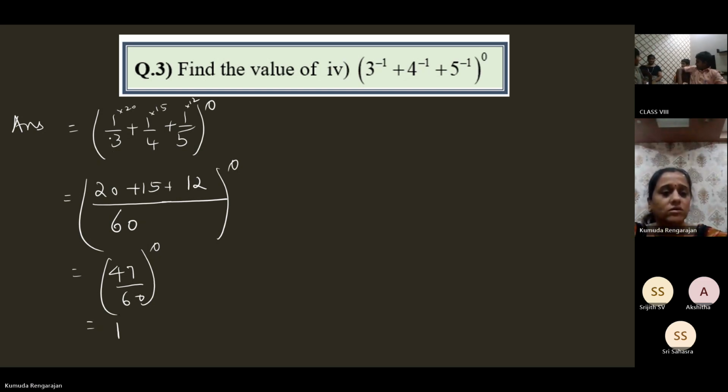LCM, no? Because 3 into 20 is 60, 4 into 15, 5 into 12 is 60. LCM. Yeah, ma'am, we can add it like 20 plus 15 plus 12, right? Then how come the answer will be 47? Oh, 20 plus 10 is 30, 30 plus 10 is 40, 5 plus 2 is 7, 47, correct, no? Sorry, ma'am, I got confused.